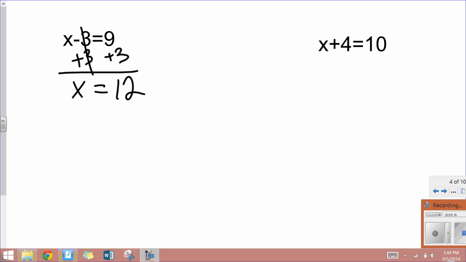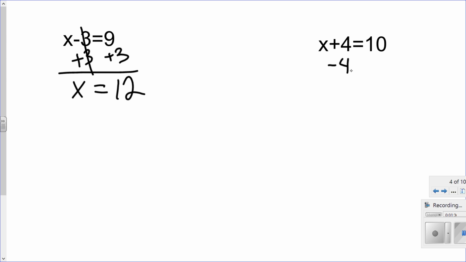So try x plus 4 equals 10 on your own. So what number plus 4 equals 10? So if I subtract 4 from both sides, and this is an example of the subtraction property of equality, I get x equals 10 minus 4, which is 6.